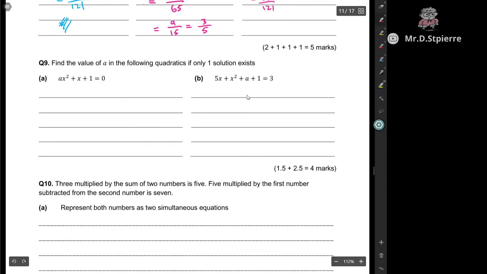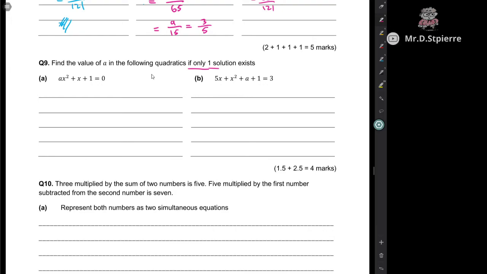Question 9, second last question of this video. I'm going to do questions 1 through 10 in this video. Find the value of A in the following quadratics if only one solution exists. So what is this doing? This is testing us on using a discriminant.